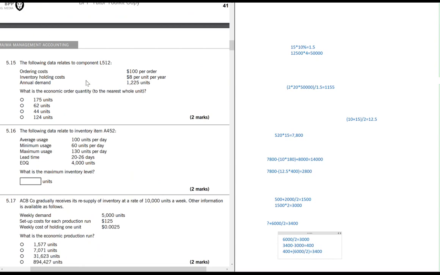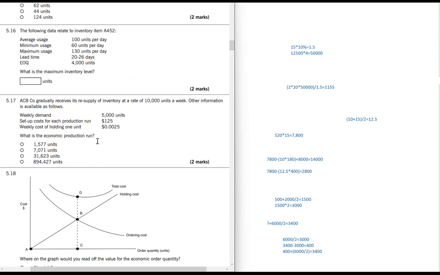What is the economic order quantity? I will leave this one. What is the maximum level? I've already done enough questions about it, so I will leave it. Economic production run.